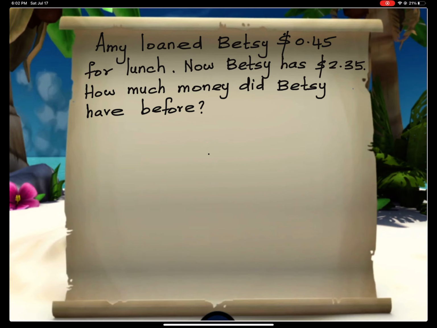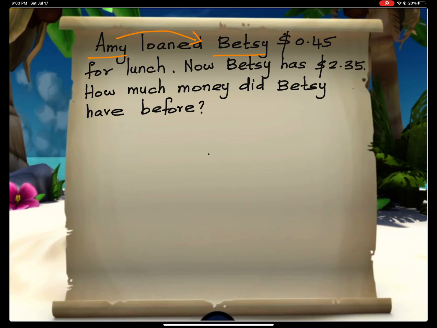Okay, so there are two characters here. One is Amy and the other one is Betsy. Amy loaned Betsy. When they say loaned Betsy, that means Amy is giving money to Betsy, and Betsy has to give that money back to Amy, maybe 10 days later, or 1 month later, or 6 months later. She has to give that money back.